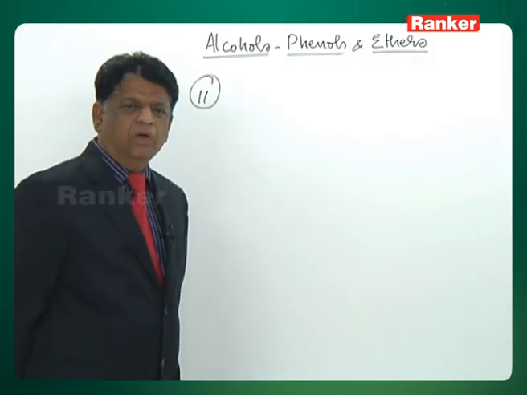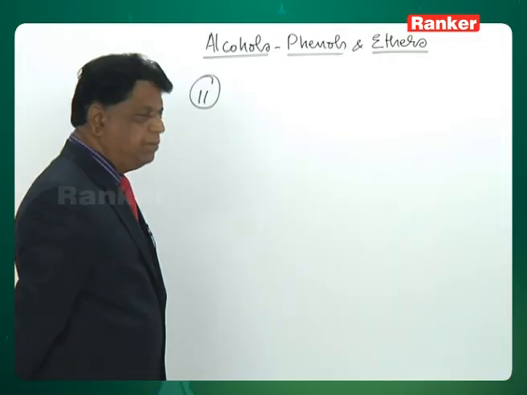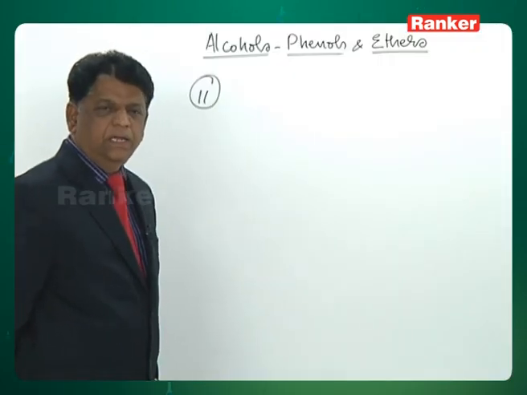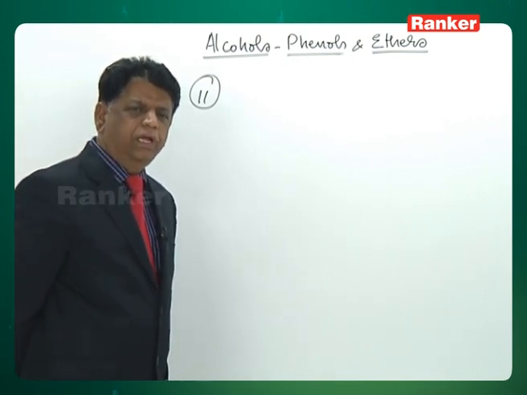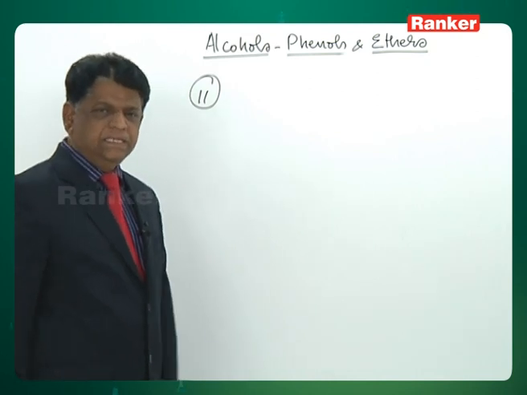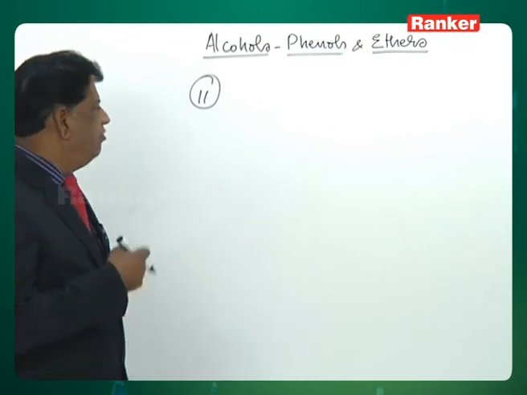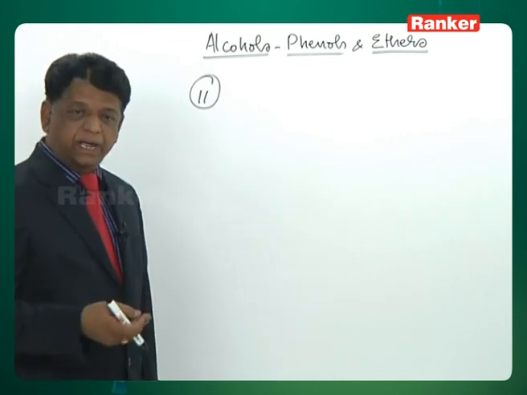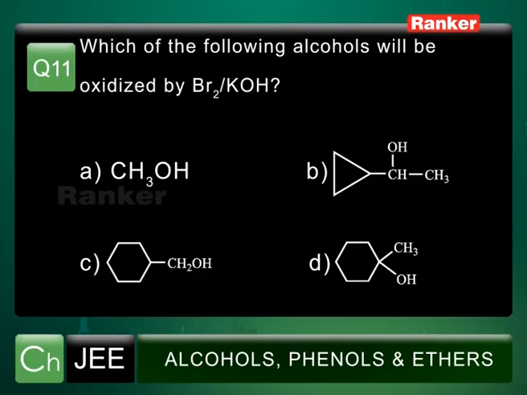Which of the following alcohols will be oxidized by bromine and KOH? In basic medium bromine is used, so it must be a sort of haloform reaction. If 2 degree alcohols are oxidized, consequently what happens? You will get a ketone, a methyl ketone is formed. Afterwards it undergoes the haloform reaction subsequently. So option 1 is methanol, which cannot undergo this type of oxidation followed by the haloform reaction.